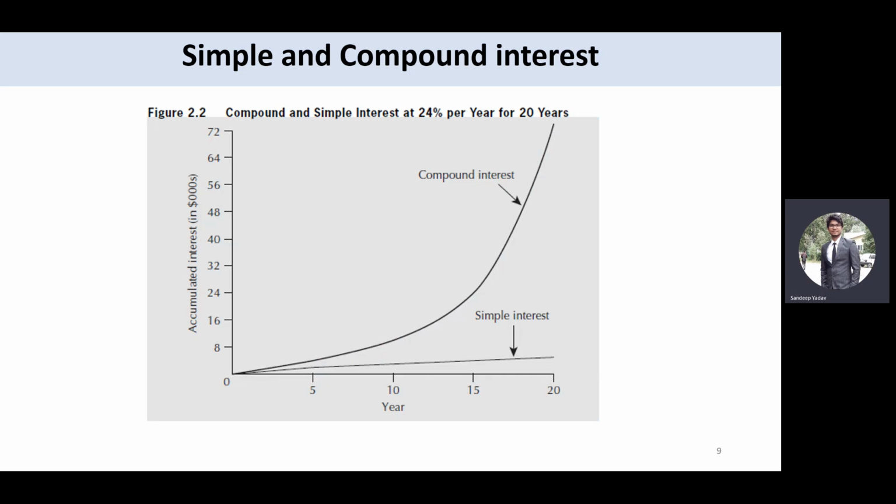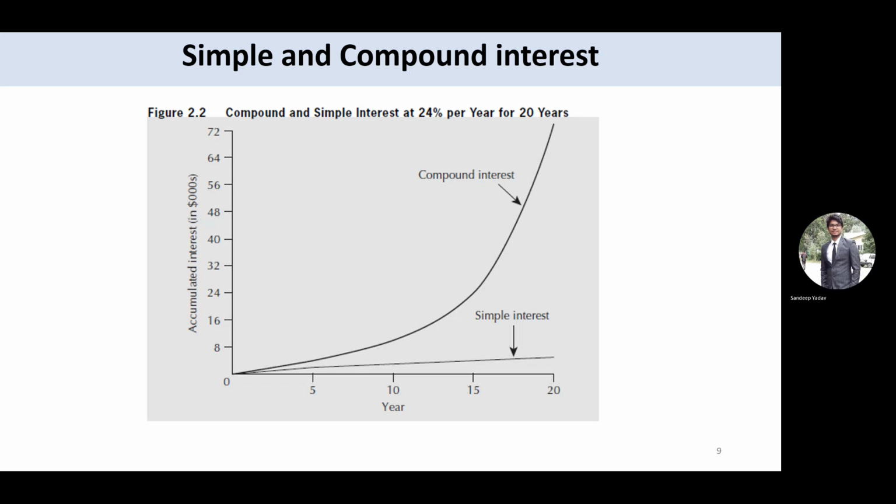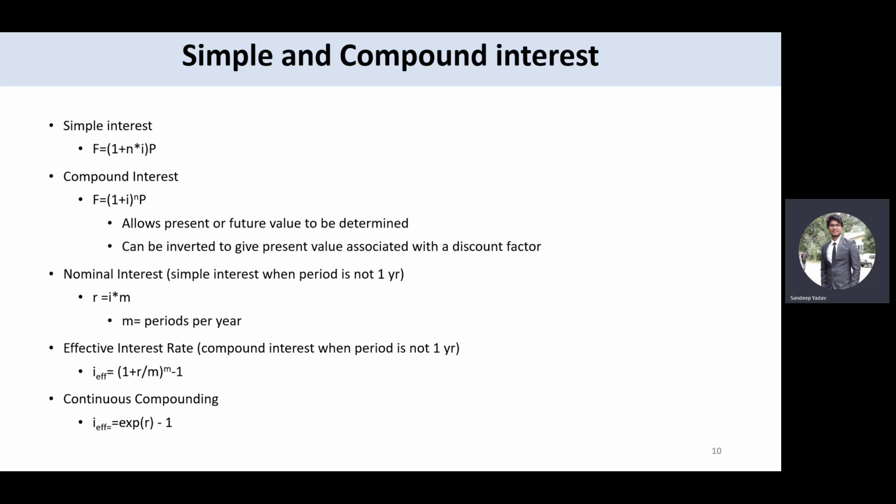Now, if we compare simple and compound interest, calculated at an interest rate of 24% per year for 20 years, we can see simple interest will show a gradual, straight line, arithmetic increase, and compound interest will show a geometric increase in the accumulated interest. This line shows compound interest, and this shows simple interest for the period of 20 years at an interest rate of 24%. So now we have seen simple and compound interest graphically.